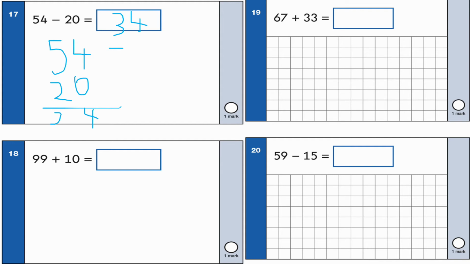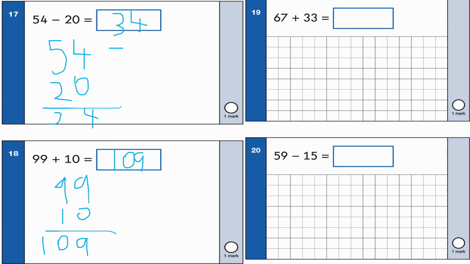Okay, this is question number 18. 99 plus 10. Well, again, I can work it out here. So 99 plus 10. Well, 9 add 0 is 9. And 9 add 1 is 10. So 0, and then I'm going to carry the 1 into the hundreds column. So it's 109. Okay.